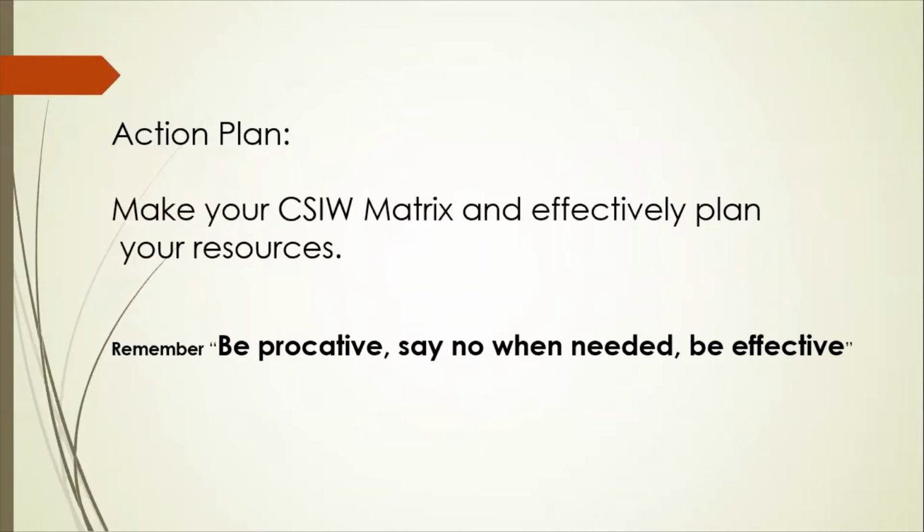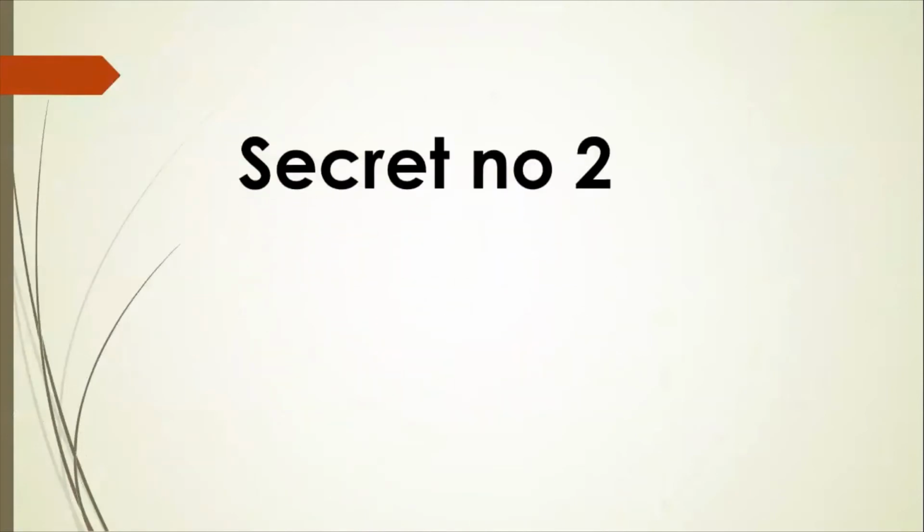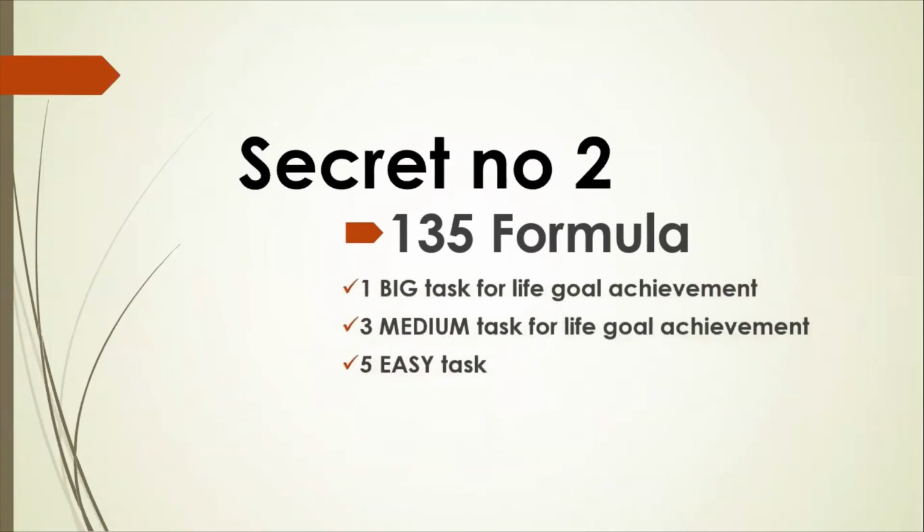After knowing the important tasks of your life, now you need to start planning when to do them. For that, our secret number 2 comes into the picture. Secret number 2, can anybody tell me? It is very simple. It is called the 135 formula. Now you would be wondering, what is the 135 formula? The 135 formula stands for 1 big task, 3 medium tasks, and 5 easy tasks.